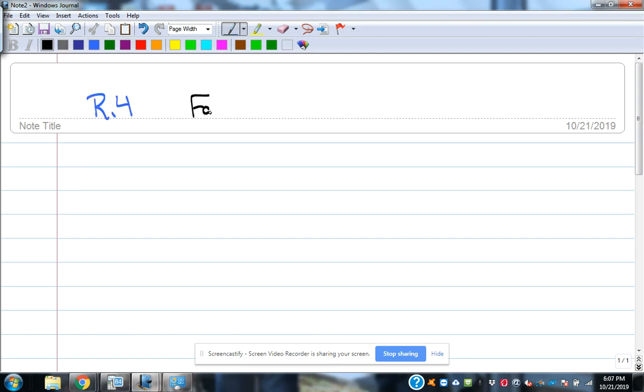Factoring polynomials. Factoring polynomials is the inverse or the reverse of multiplying polynomials. So it's unmultiplying. You might want to think of it as maybe reverse distributive property sometimes. That's one way of that.